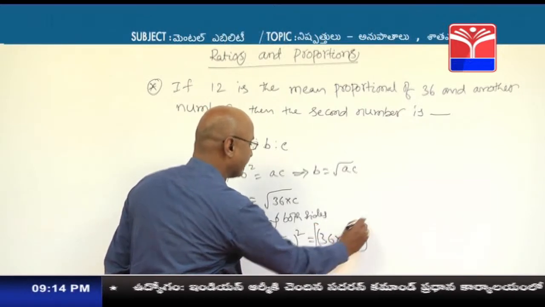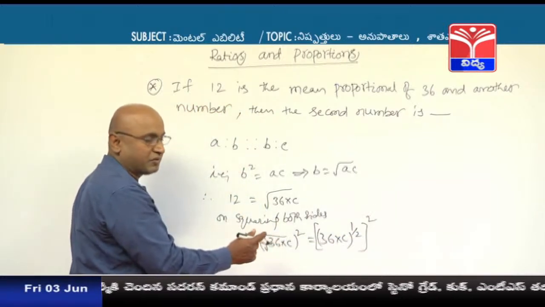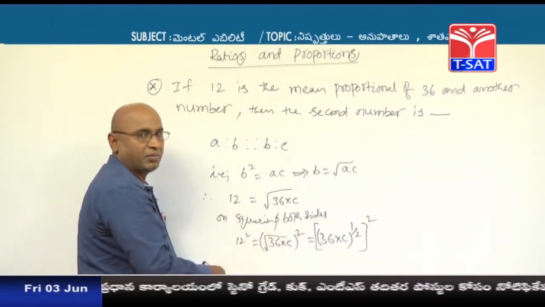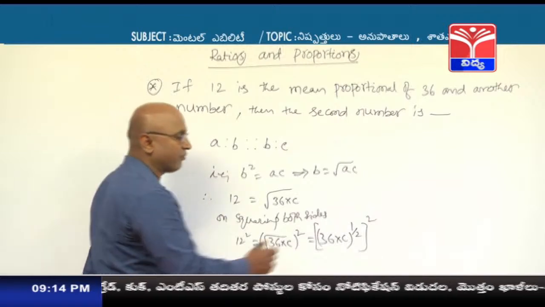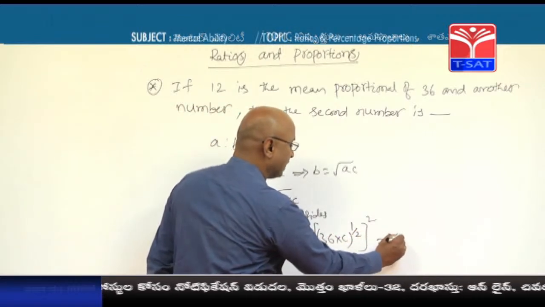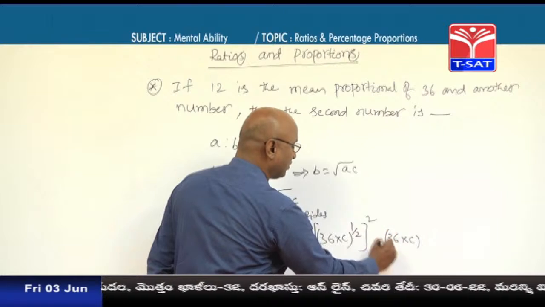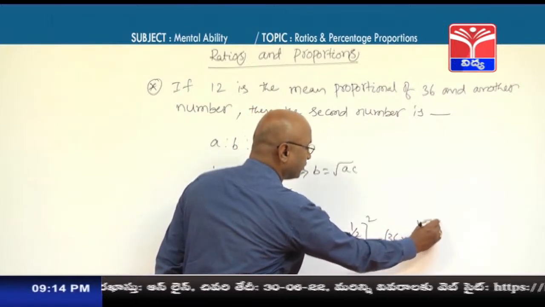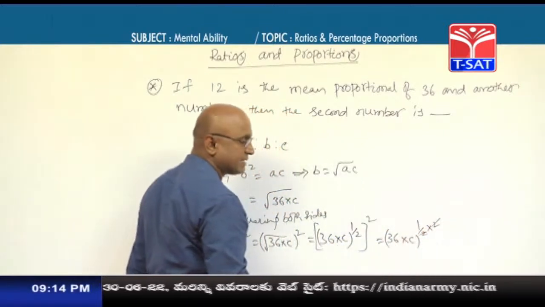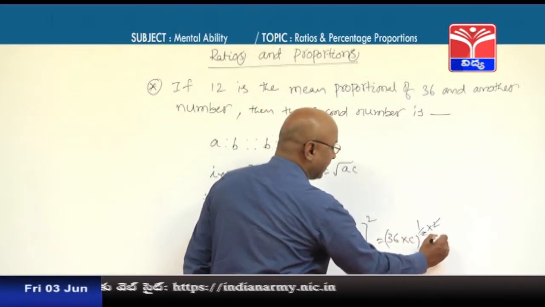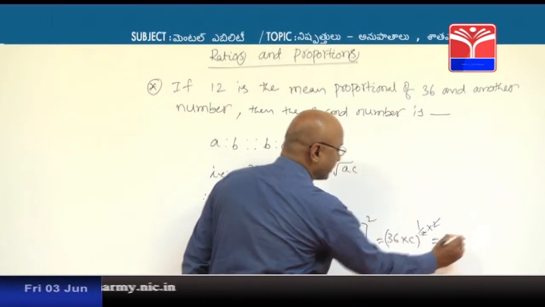And it is whole square. In the previous problem, what we saw that A to the power of m whole to the power of n is equal to A to the power of mn. That is equal to 36 into C whole to the power of 1 by 2 into 2, that is 2 will get cancelled, and it will be 36C.